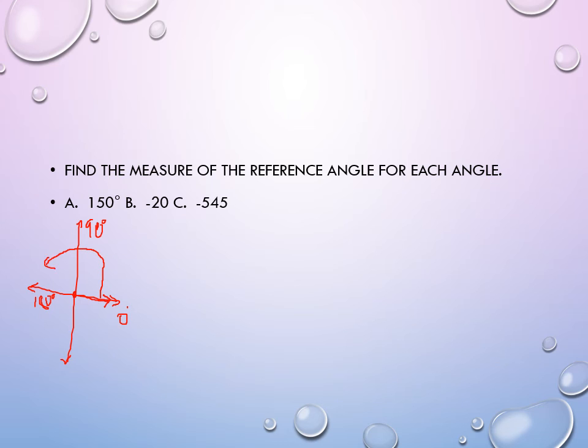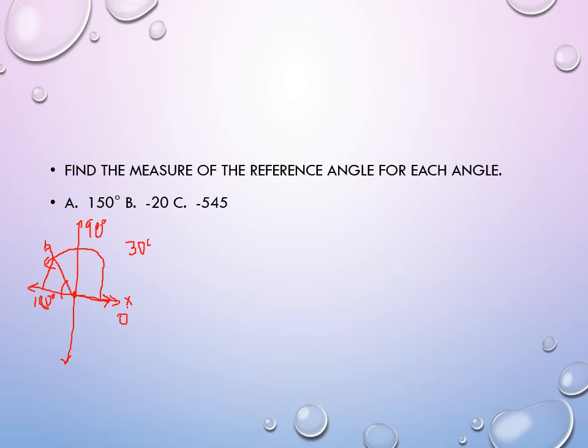We draw our terminal side here, and then we're going to figure out what our reference angle is. So there are two things that we have to remember. Our reference angle is the angle that is closer to the x-axis. So here we're missing 30 degrees to reach the x-axis. That would be our reference angle. So the reference angle would be 30 degrees.